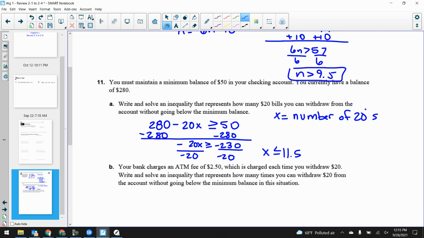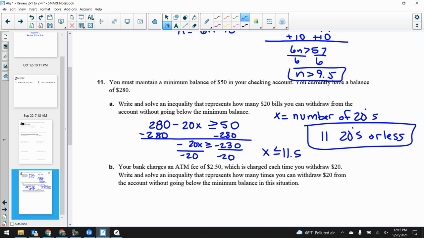Now, think about how to state your answer, because on tomorrow's quiz, there will be a completely separate section for you to explain your answer. There will be an entirely different portion for you to explain your answer. So if you're not explaining your answer, you're going to miss a lot of that chunk. All right, so x is less than or equal to 11.5. How many 20s can I withdraw? 11. And I would even go so far as to say 11 20s or less. Make sense?